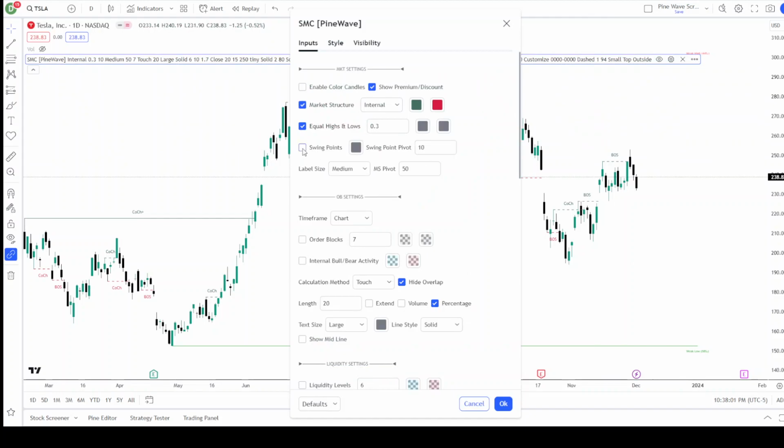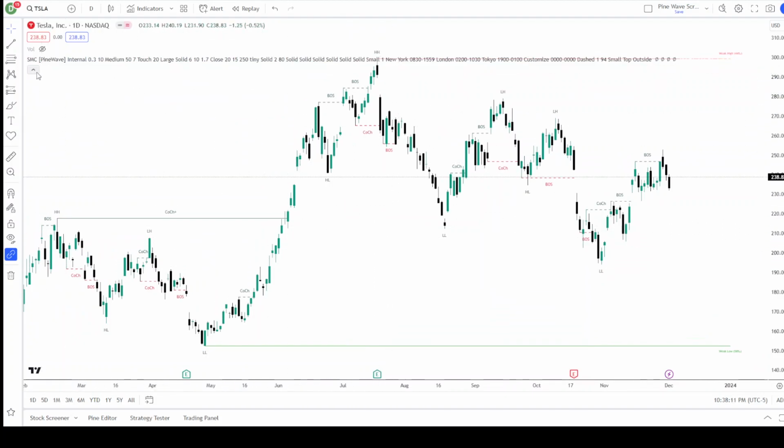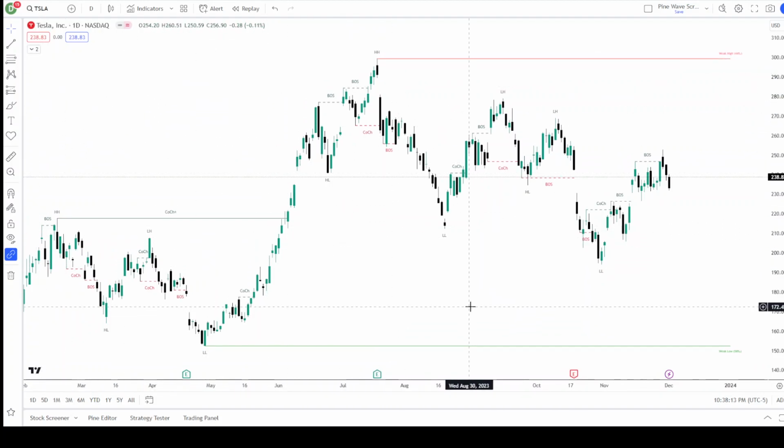So we got that. Let's put on swing points. See if swing points work. Okay, swing points is going to show us our higher highs, our lower highs, right? When we're looking for a series of higher highs, lower highs, higher lows, lower lows, whatever order you're looking for. Okay, this is going to show it to us right here.